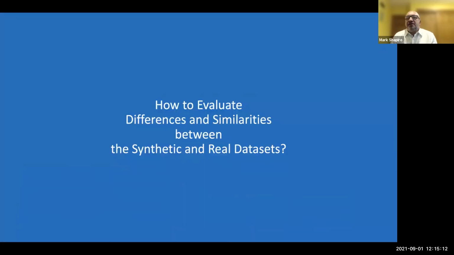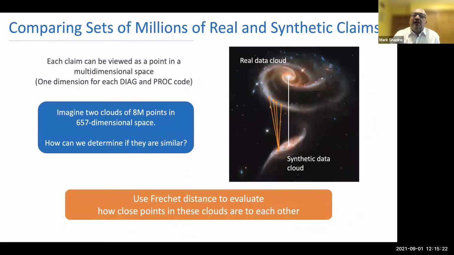Now the key challenge here is how to evaluate differences and similarities between the synthetic and real data sets. Each claim can be viewed as a point in a multidimensional space. We had an overall 657-dimensional space. It's a sparse matrix of ones and zeros, where ones correspond to a particular diagnosis code or procedure code that's present in a given claim.